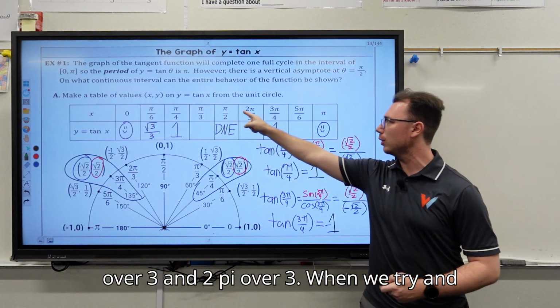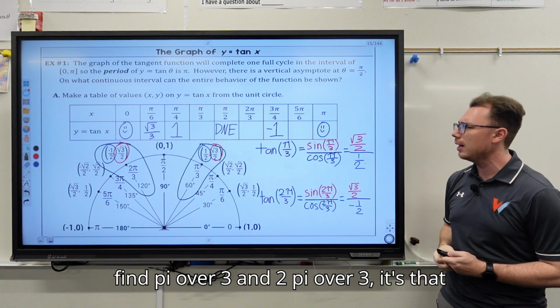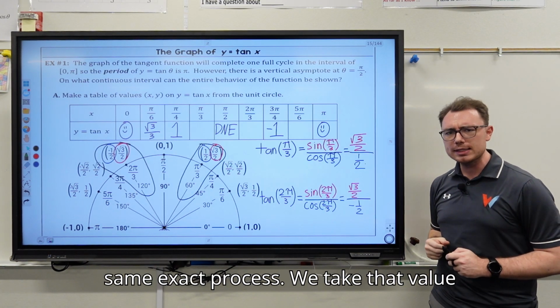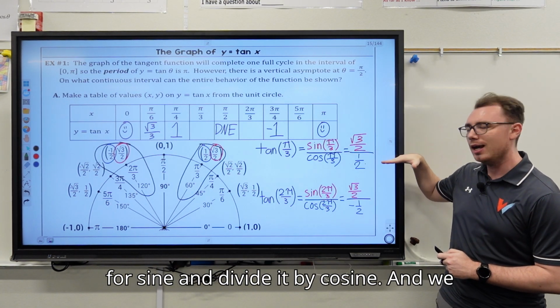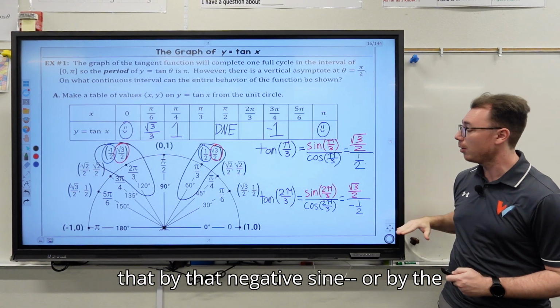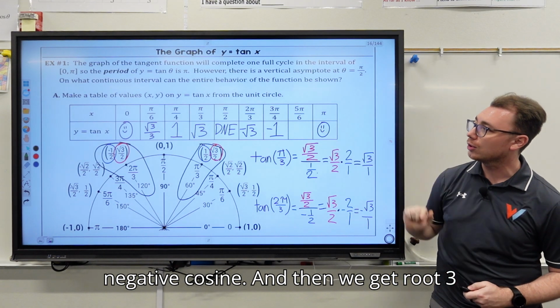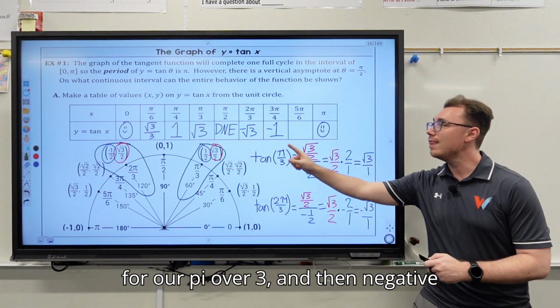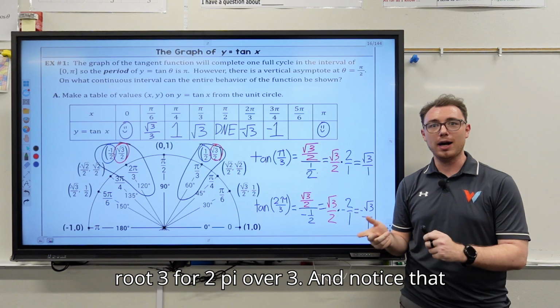Now let's go one more in. Let's try and find pi over 3 and 2 pi over 3. When we try and find pi over 3 and 2 pi over 3, it's that same exact process. We take that value for sine and divide it by cosine, and we take that value for sine and divide it by the negative cosine, and then we get root 3 for our pi over 3, and then negative root 3 for 2 pi over 3.